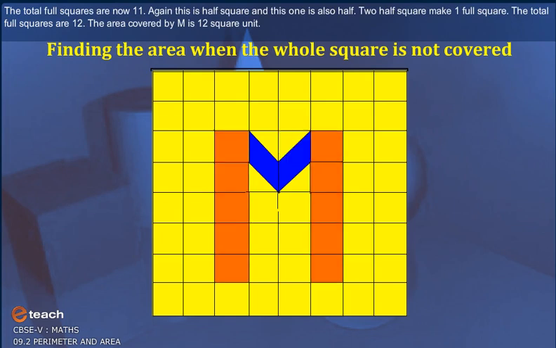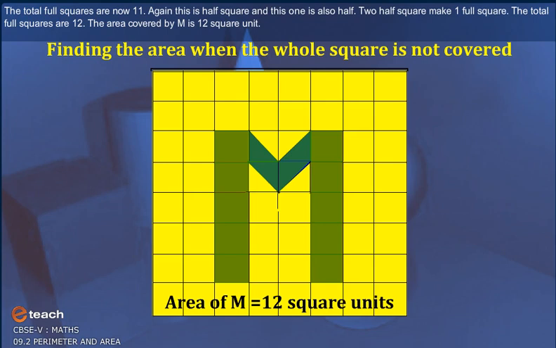Again, this is a half square and this one is also a half. 2 half squares make 1 full square. The total full squares are now 12. The area covered by M is 12 square units.